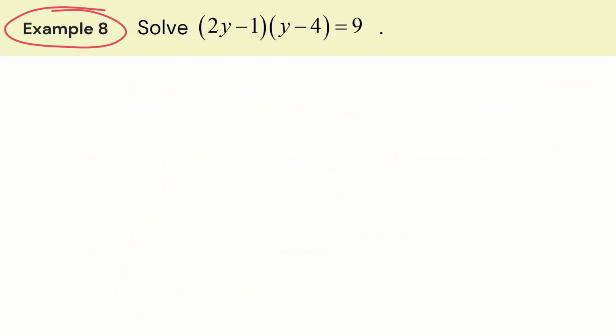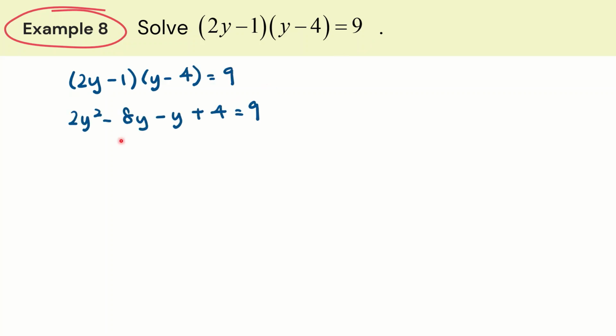Let's try another example where we want to solve 2y minus 1 times y minus 4 equals to 9. Earlier on, we mentioned that we cannot say that one of the factors is equal to 9 because of the zero product rule. So what we need to do is to expand the expression on the left hand side of the equal sign. That will lead us to 2y squared minus 8y minus y plus 4. That is done via our distributive law, otherwise known as your rainbow method. So that will be equal to 9.